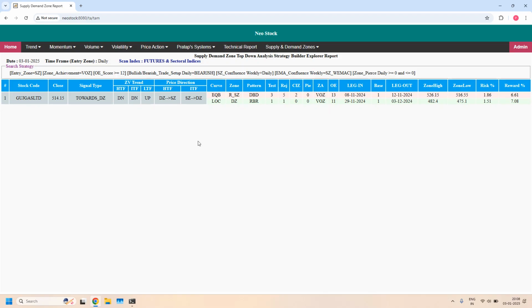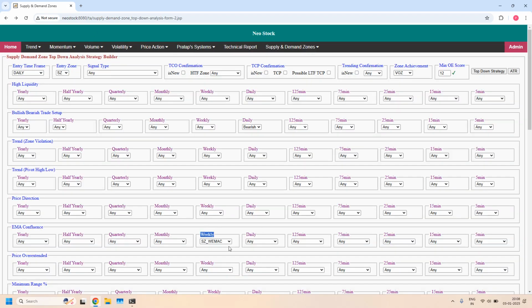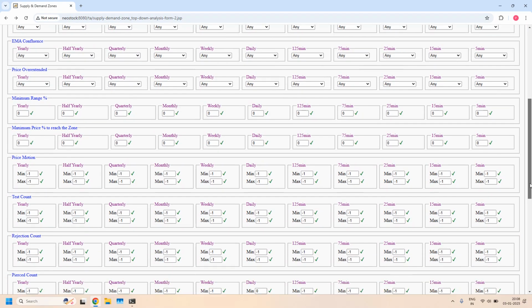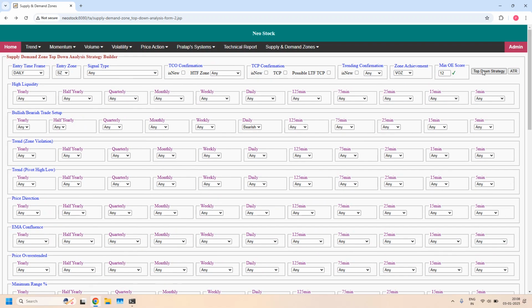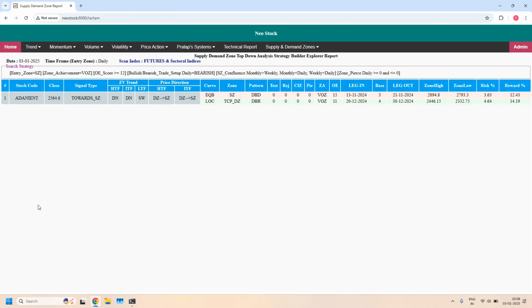Next, let us look for LTF, ITF, HTF supply zone confluence. Removing EMA filter. In the supply zone confluence, we should set 3 filters. First filter is already enabled, daily with weekly zone confluence. Next, daily supply zone with monthly supply zone confluence. Weekly supply zone with monthly supply zone confluence. With all the three filters, we got one stock.